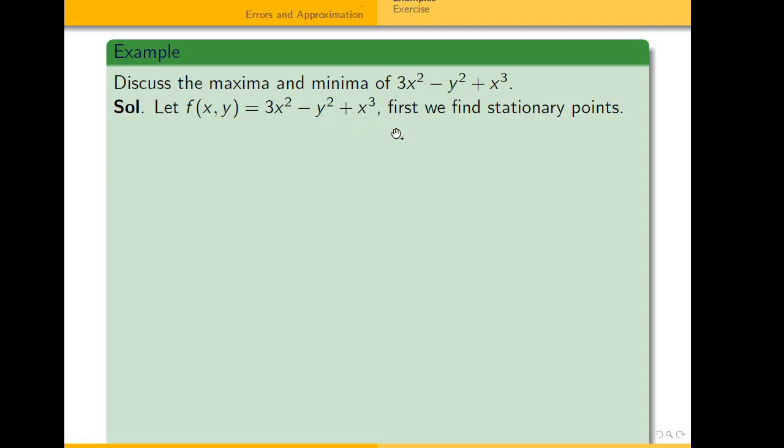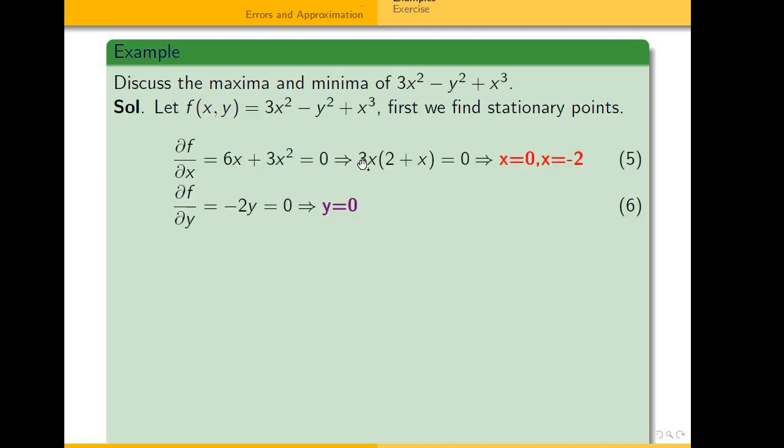First, we will find our stationary points. To find our stationary point, we have to find the partial derivative of this function with respect to x and compare to 0, and find the partial derivative with respect to y and compare to 0. This is our partial derivative with respect to x. This is 6x, the derivative of this term is 0, and this is 3x square. Compare to 0. Now I will take common outside. This is 3x into the bracket 2 plus x.